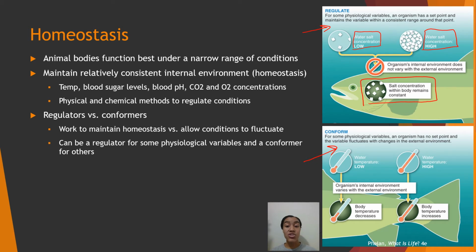So this same fish is a regulator for salt concentration in its body, but it's a conformer for temperature. So if it gets in the winter and the temperature is low, then its body temperature will also be low. But in the summer, let's say the water temperature is higher, it will allow for its body temperature to also be higher. So this is a good example of an organism being a regulator for some variables and a conformer for others. And you'll see this type of regulator, conformer type of way of maintaining homeostasis in the next few types of slides.